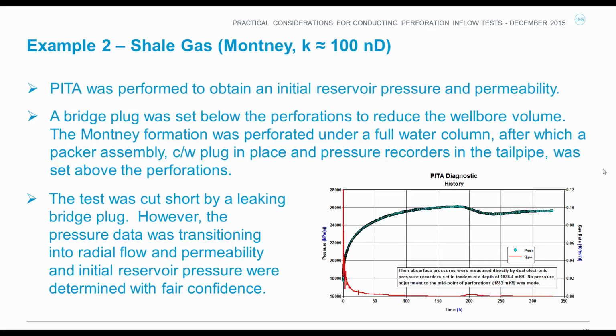The test was cut short by a leaking bridge plug. Well, this was determined after the recorders were recovered and downloaded after the 14 days of buildup. The data was transitioning into radial flow after 7 days, just at the time that the leak in the plug developed, and we were still able to get a meaningful interpretation of the results. And that's because the test was planned and carried out properly.